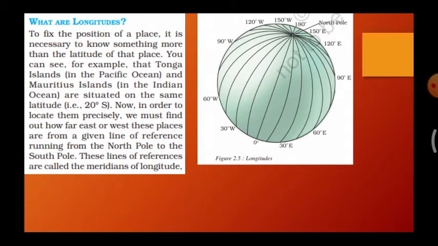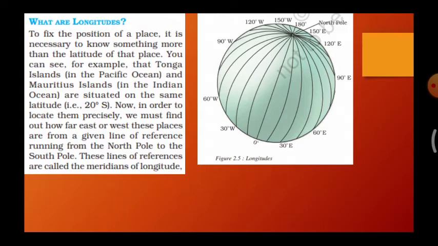So, children, from the latitudes we can locate the places between the north pole and the south pole using the equator line and the degree lines. But how can we find places which are on the same degree line of south? Both will be in the same position. How can we find out and locate the place?